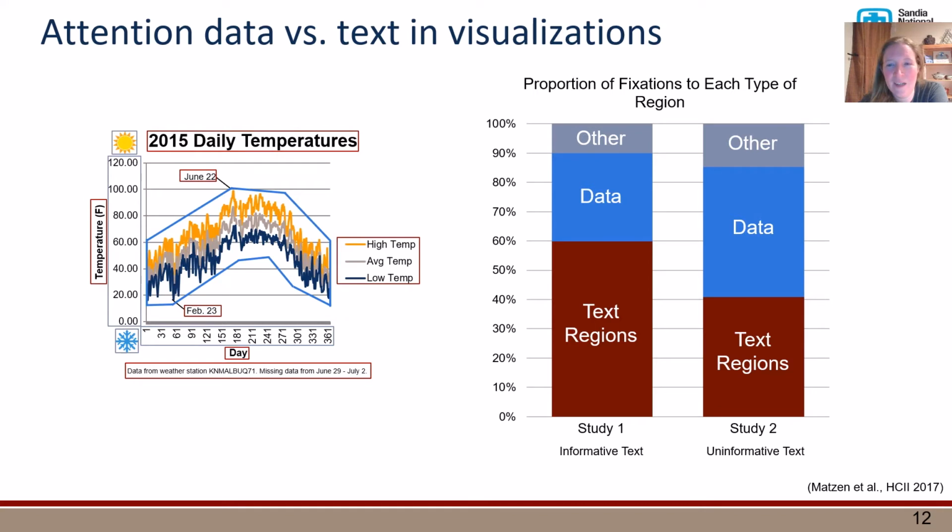We did a second study where we made the text in the visualizations totally uninformative, so just things like acronyms or single letters, and still people had about 40% of their fixations devoted to looking at that uninformative text, which was almost as much as they devoted to the actual data.